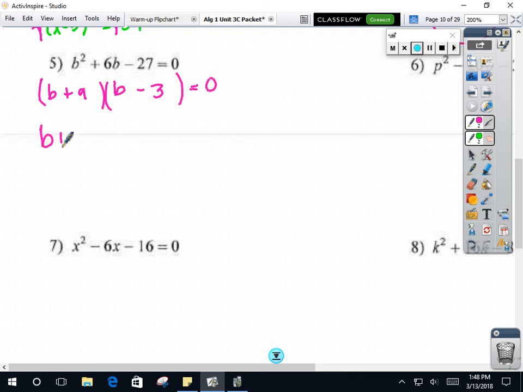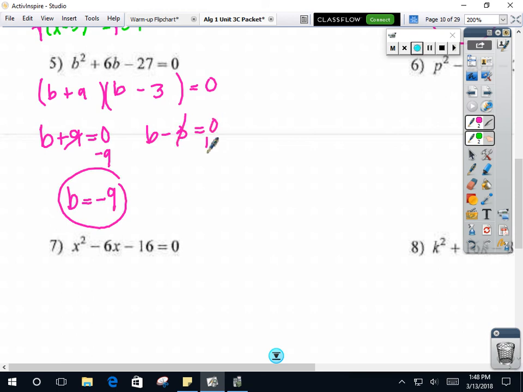And so b plus 9 gets set equal to 0, and to solve it, you subtract the 9 over, making your final answer negative 9. And then you set b minus 3 equal to 0, but when you solve it for b, you add the 3 over, making it positive 3. What? Okay.